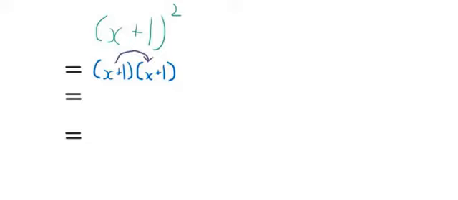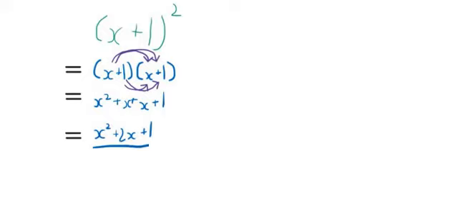So x times x is x squared. X times 1 is x. One times x is x, and 1 times 1 is 1. So this simplifies down to x squared plus 2x plus 1. And that is it. That's all you have to do.